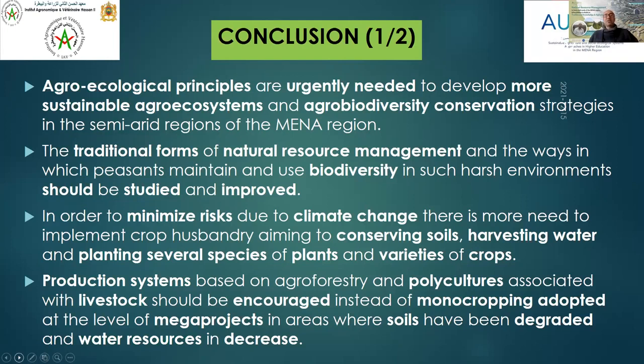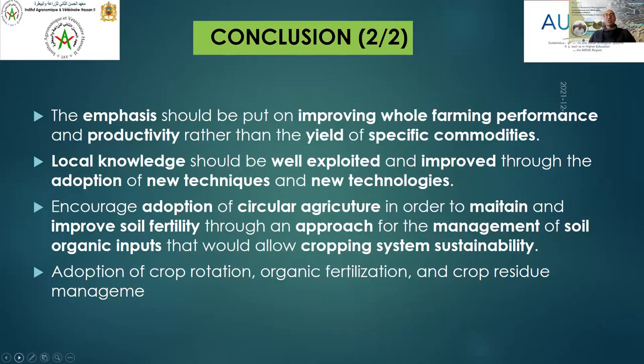In order to minimize risks due to climate change, there is more need to implement crop husbandry aiming at conserving soils, harvesting more water, and planting several species of plants and varieties of crops. Production systems based on agroforestry and polycultures associated with livestock, as in the oasis, should be encouraged instead of monocropping adopted at the level of mega projects in areas where soils have been degraded and water resources are decreasing. The emphasis should be put on improving whole farming performance and productivity rather than the yield of specific commodities.